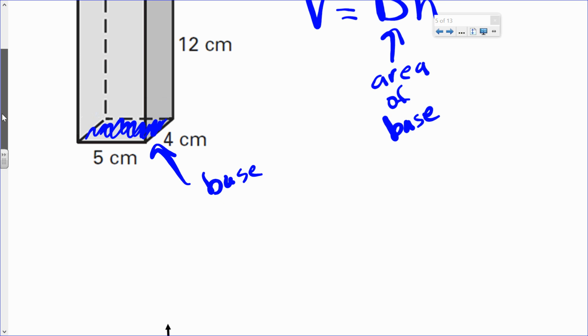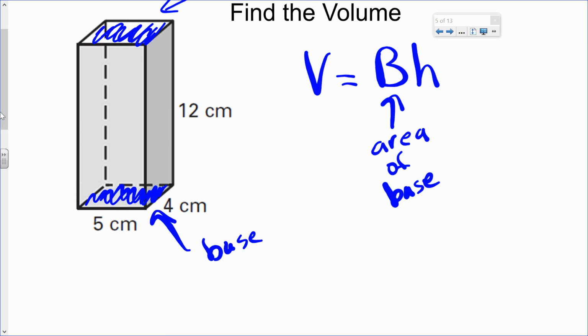So capital B then means the area of the rectangle, the top or bottom one. You take your pick. They're the same anyway. So the volume then, let me rewrite it. What is the area of a rectangle? How do you find the area of a rectangle? What's the formula?